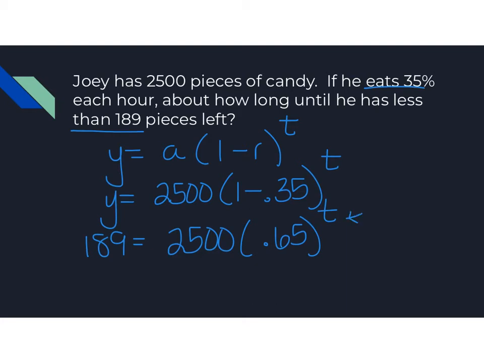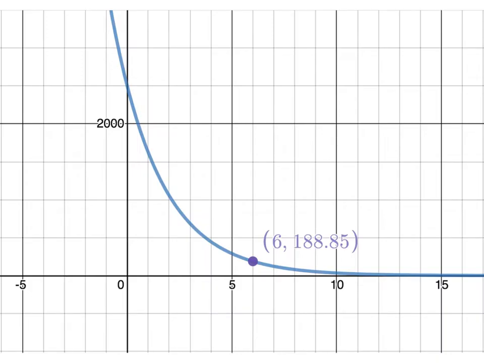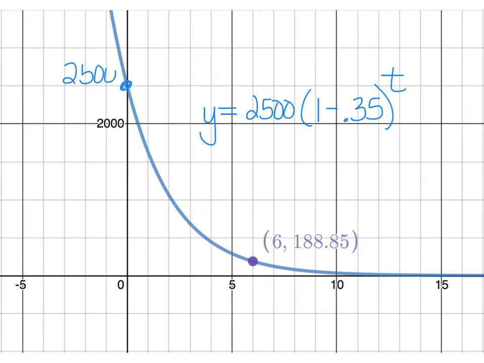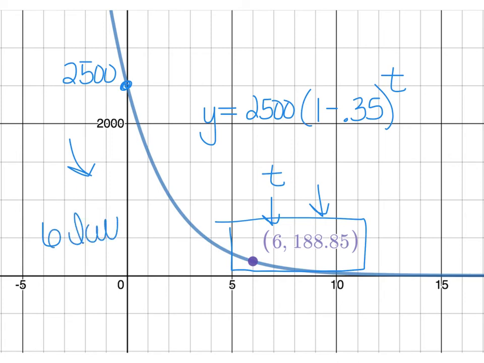Again, we're going to use the graphing calculator to estimate when this is going to happen. So I'm going to type this equation into Desmos. Here's my graph in Desmos. Here would be our initial value of 2,500. We can see that it's falling to the right because we're eating our candy, and I'm going to locate the point that is closest to 189. So that tells me after 6 days he has less than 189 pieces of candy left. So my answer would be 6 days.